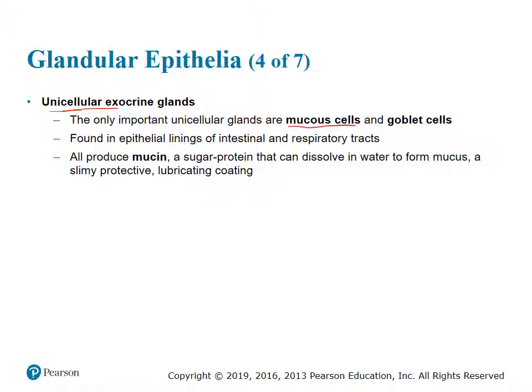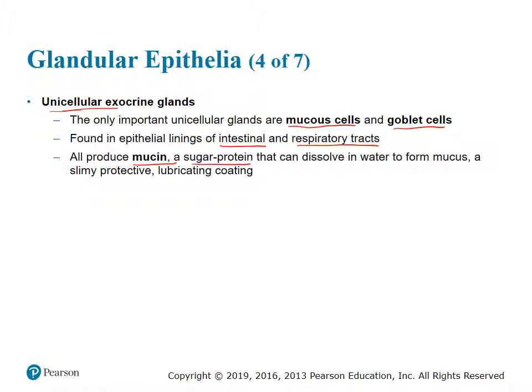The two big examples that we have in the body for unicellular glands are the mucus cell and the goblet cell. The mucus cell you find in the intestinal wall, and the goblet cell you find in the respiratory tract. Both secrete mucin, okay?